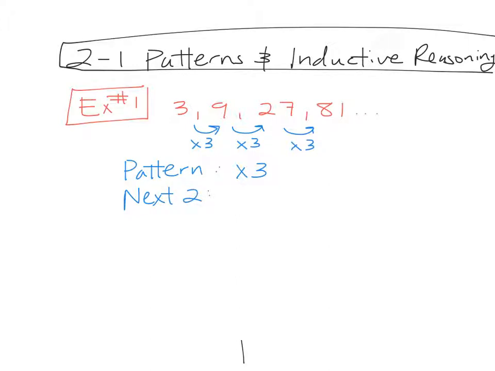What would your next two terms be? 243. 81 times 3 is 243. And then 729. Multiplying that 243 times 3. Okay, so looking for patterns, that's inductive reasoning. But it's not always going to be with numbers.